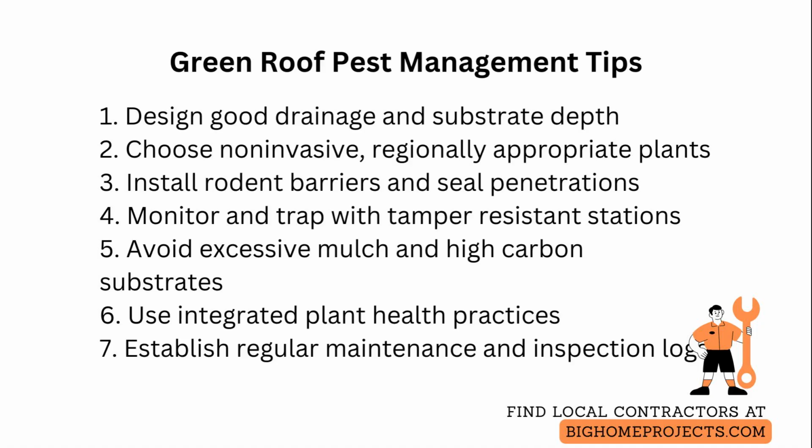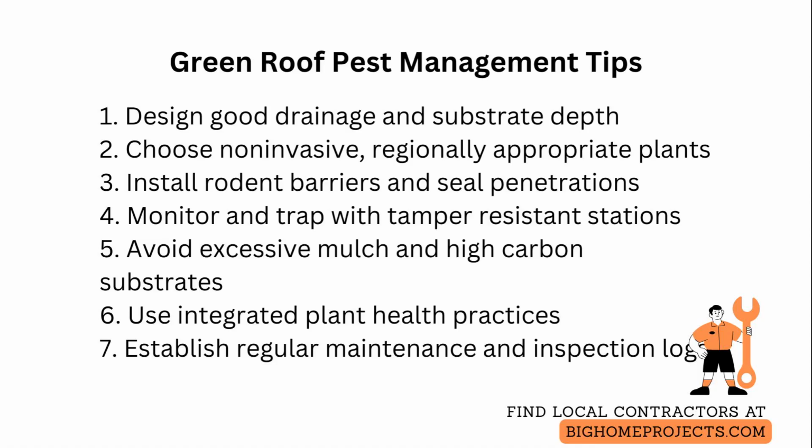Install rodent barriers such as rigid edge trims, deep root barriers, and discrete physical baffles at parapets and downspouts, and seal surface penetrations with metal mesh to deny entry. Monitor and trap pests using a combination of passive monitoring stations and targeted low-toxicity baits placed in tamper-resistant stations, checking them on a regular schedule and recording counts to spot trends early.